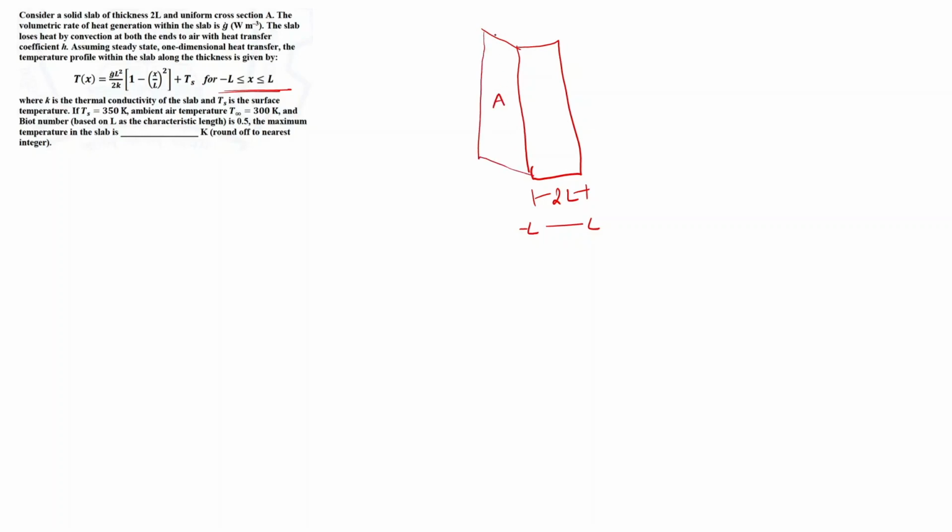So this will be my cross section area A. And the volumetric rate of heat generation is G dot. So this is my volumetric rate of heat generation. The slab loses heat by convection at both ends to air, so here we are having air, at both ends the heat transfer coefficient is H. Again, Ts is the surface temperature and Ts has been given as 350 Kelvin, and ambient air we have been given as T infinity, that is 300 Kelvin.